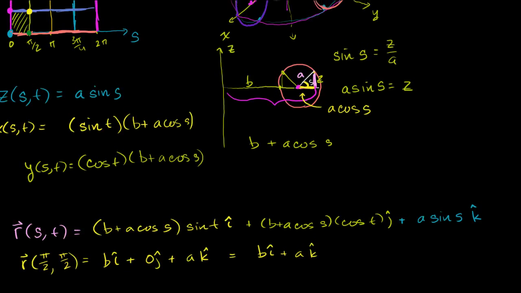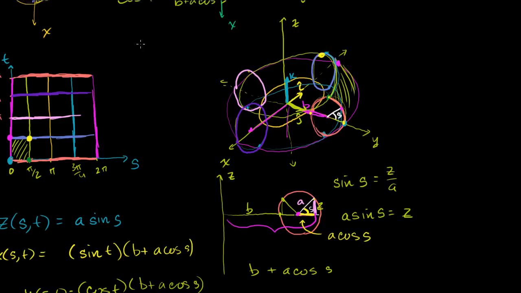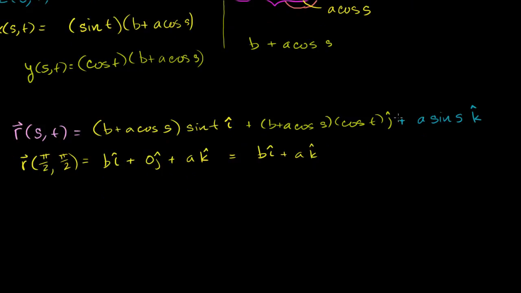So the point that it specifies, according to this parameterization, or the vector it specifies, is b times i plus a times k. So b times i will get us right out there, and then a times k will get us right over there. So the position vector being specified is right over there, just as we predicted. That point right there corresponds to that point, just like that. And of course, I picked points that were easy to calculate, but when you take every s and t in this domain right here, you're going to transform it to this surface. And this is the transformation right here.